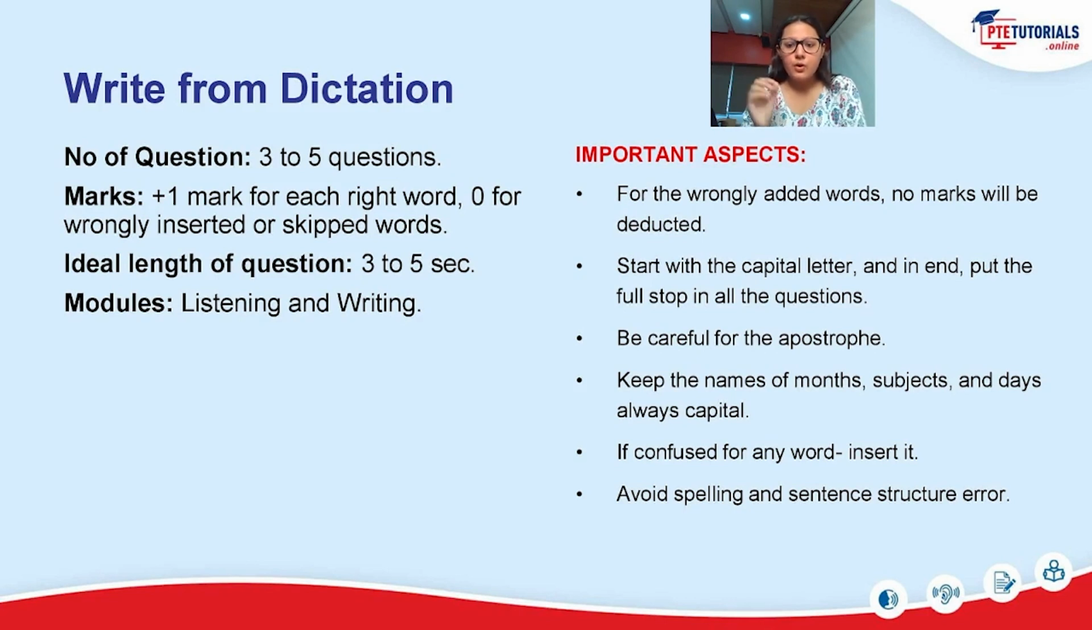For wrongly added words, no marks will be deducted. So don't worry if by mistake you wrote universities rather than university. That's fine. But the spelling of the word must not be incorrect. That's for sure, because ultimately spelling and grammar are the key, they are very, very important for the writing module. When you make any error in grammar and spelling, definitely the scores will get reduced in the writing module. Be careful with the apostrophes.